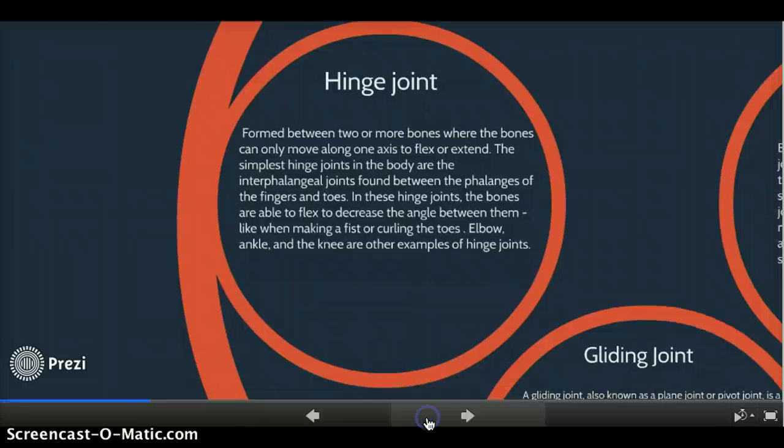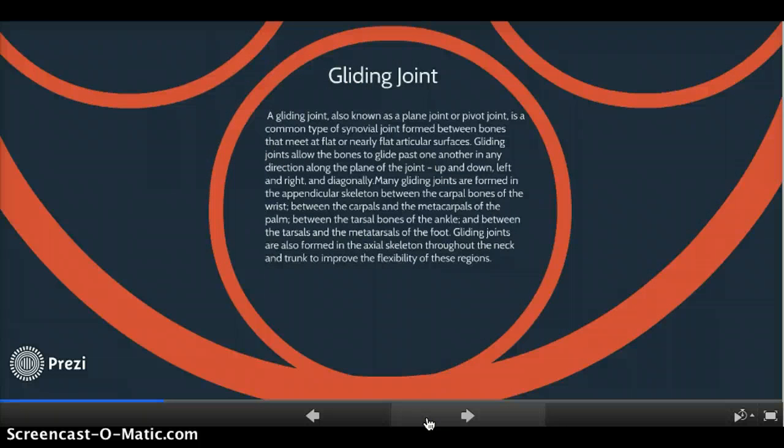The gliding joint, also known as a plane joint or pivot joint, is a common type of synovial joint formed between bones that meet at flat or nearly flat articular surfaces. Gliding joints allow the bones to glide past one another in any direction along the plane of the joint, up and down, left and right, and diagonally.